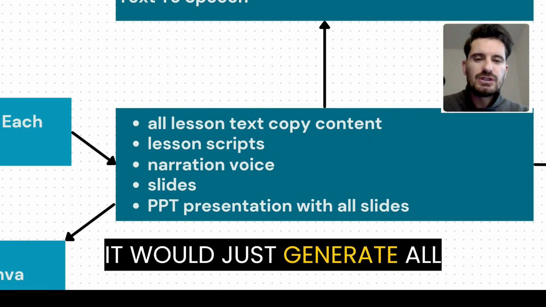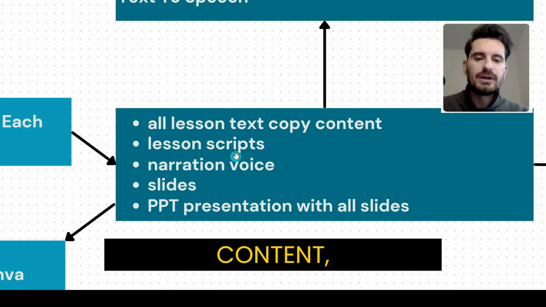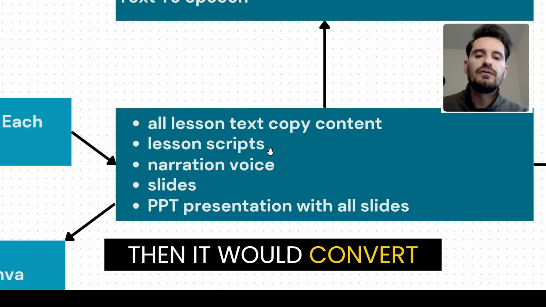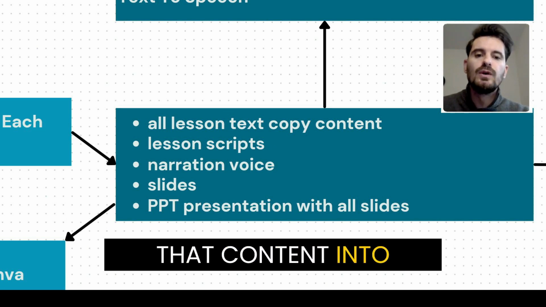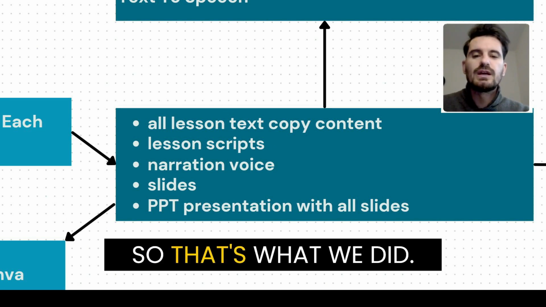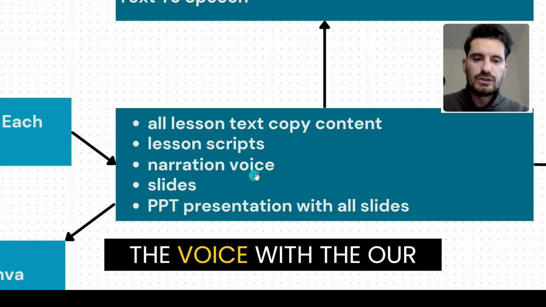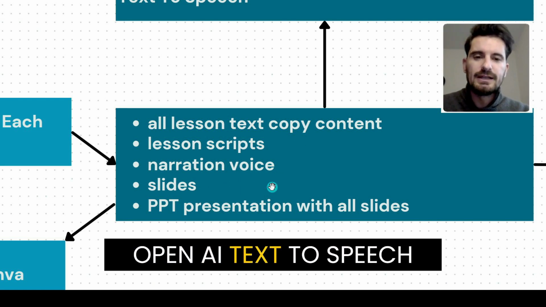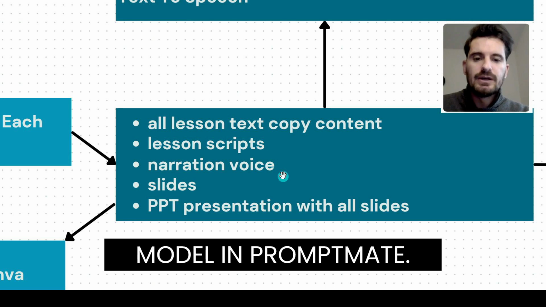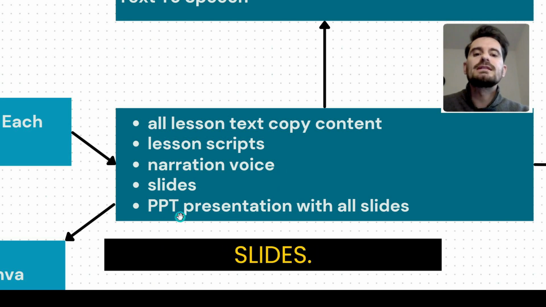So then the next step was to create a template on Promptmate that would create lessons for our courses. It would generate all the lesson text copy content, first of all. Then it would convert that content into scripts, right? So that's what we did. We created the lesson scripts, and then we generated the voice with our OpenAI text-to-speech model in Promptmate. Then we created the slides.